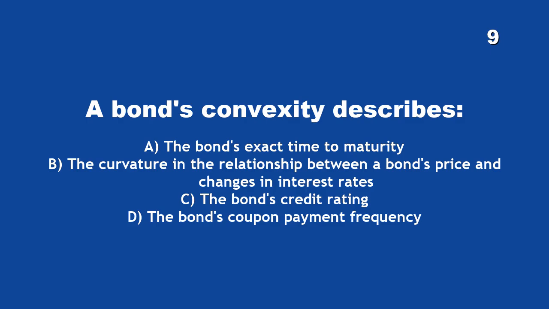A bond's convexity describes, Option A, the bond's exact time to maturity. Option B, the curvature in the relationship between a bond's price and changes in interest rates. Option C, the bond's credit rating. Option D, the bond's coupon payment frequency. The correct answer is B, the curvature in the relationship between a bond's price and changes in interest rates.